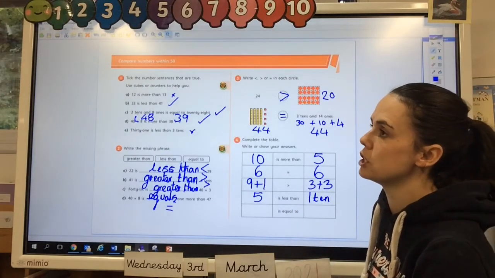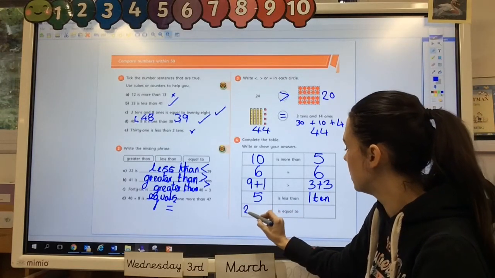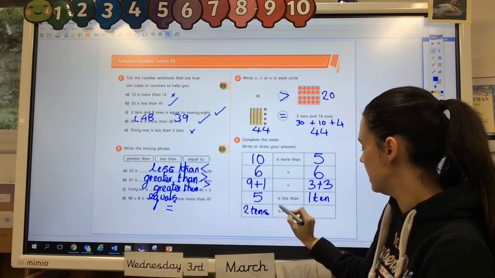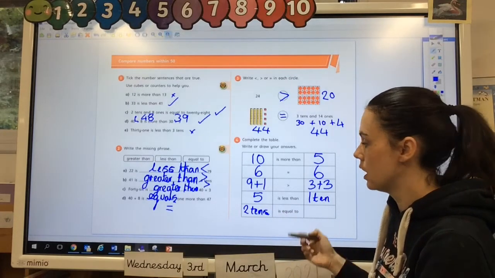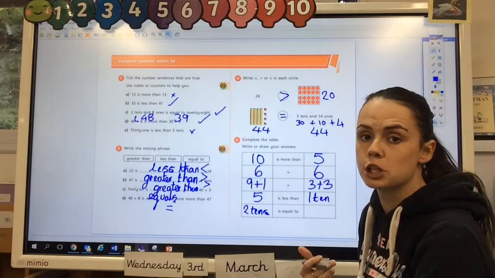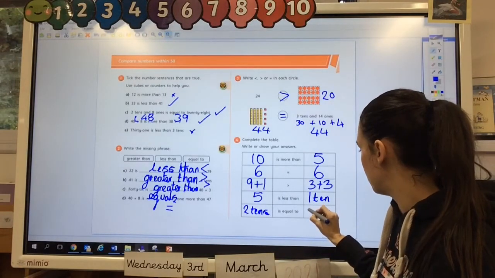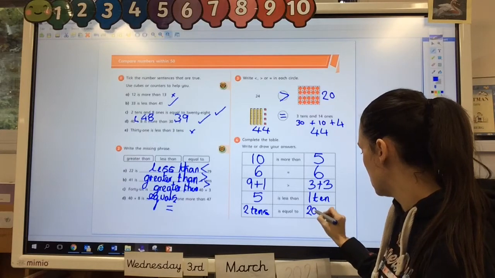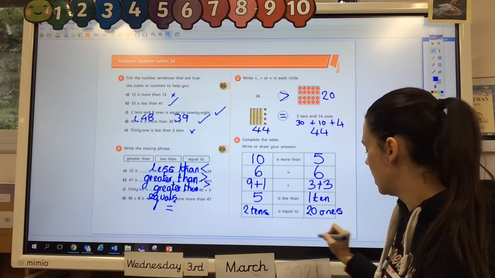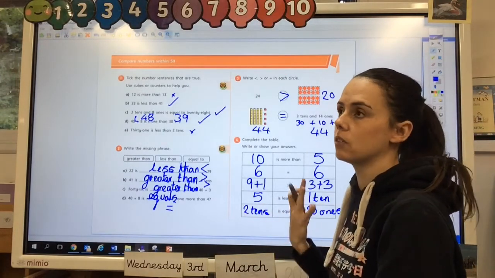And I think what I'm going to do here is I'm going to be really, really tricky. I'm going to do 2 tens is equal to, so it needs to be the same. So I need to have 2 tens here as well. But what I'm going to do, instead of just writing 20, I'm going to do 20 ones. That makes it super tricky. Because although 2 tens and 20 ones is the same, saying it this way makes you think really hard.